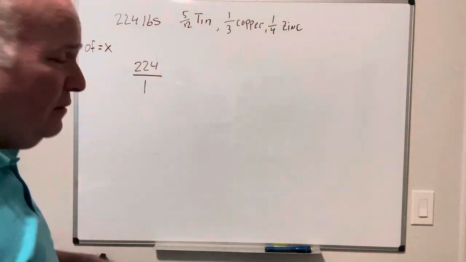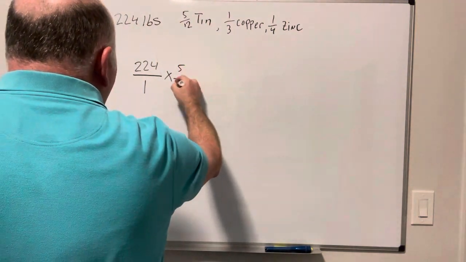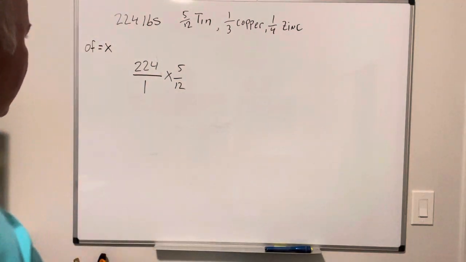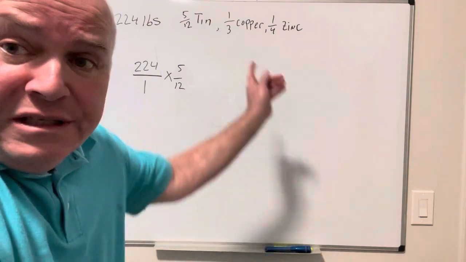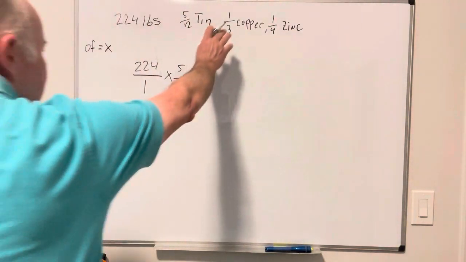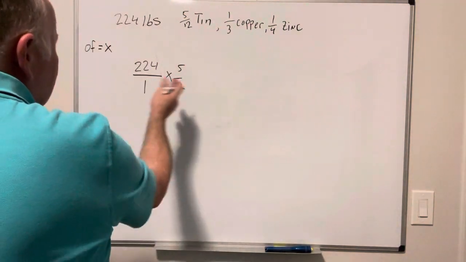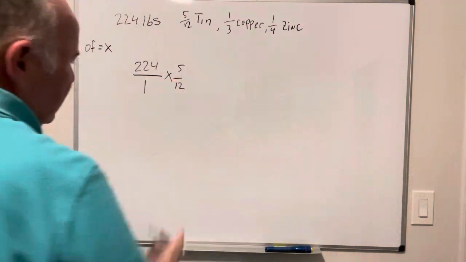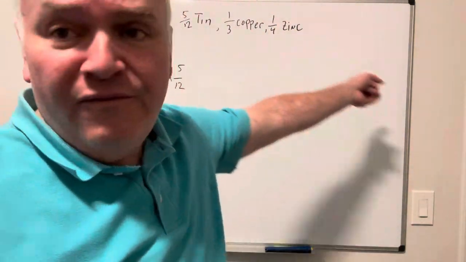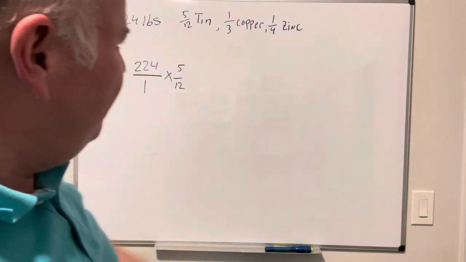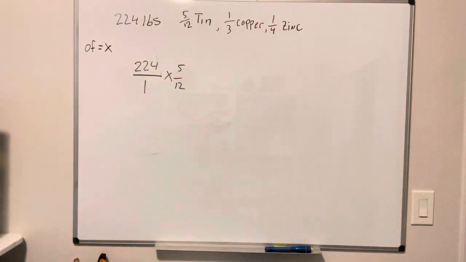Now, if I'm going to multiply, then I start with tin: 224 over 1 times 5/12, right? That's my problem right there. That's it for tin, okay? It's going to be the same thing for copper, and it's going to be the same thing for zinc. All right? So let's start with tin. We don't see twelfths of anything very much. We'll see thirds and fourths, but twelfths, right? And 5/12 of all things, right? Not 6, a little less than half, right? All right, so what we do is multiply.